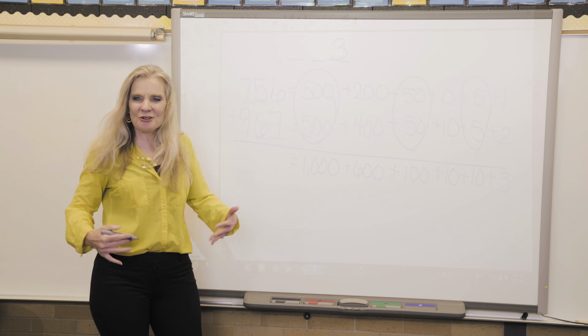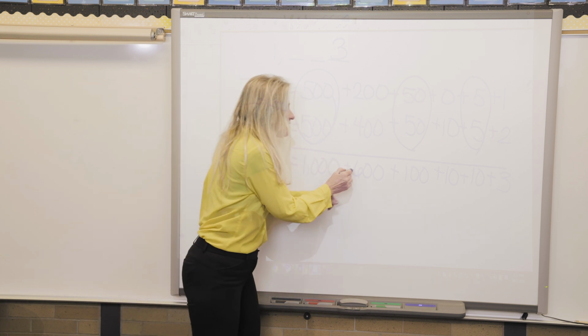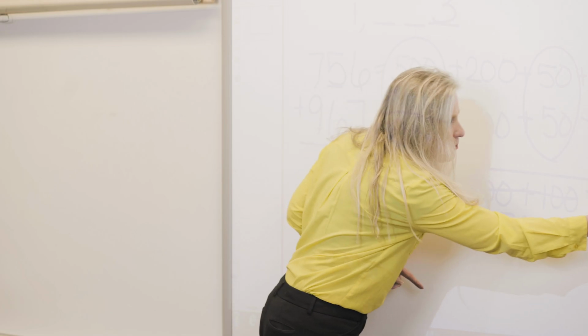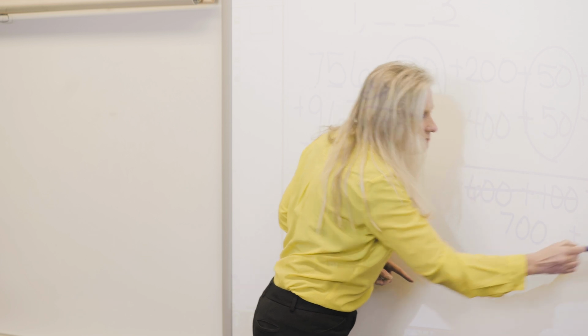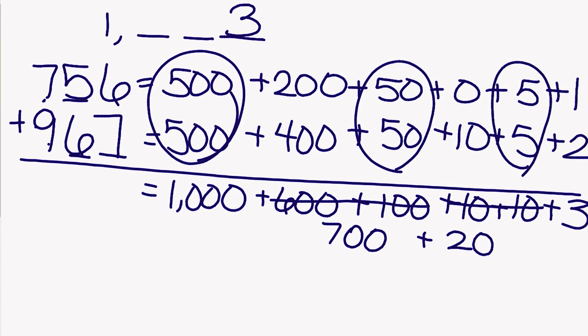Now we've got a long drawn out equation. We're just going to combine like terms. 600 plus 100 is 700. 10 plus 10 is 20. It's really easy to push these numbers back together. So 1,000 plus 700 plus 20 plus 3 equals 1,723. Great way to solve it.